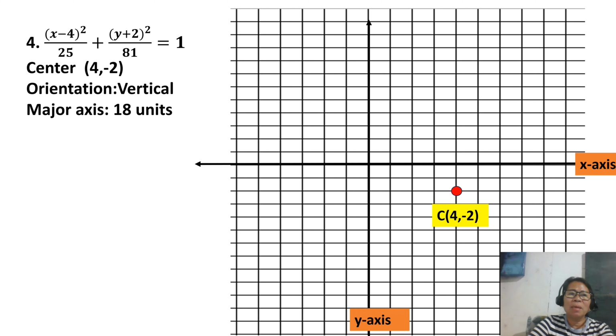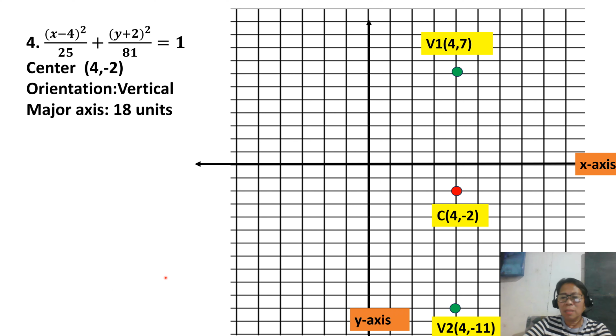The square root of 81 is 9, always times 2, so 18 units is the entire length of our major axis. And since it's vertical, from the center we need to count 1, 2, 3, 4, 5, 6, 7, 8, and 9. And there is our first vertex, and that is (4, 7). The next is vertex 2, so 1, 2, 3, 4, 5, 6, 7, 8, 9, and there is our second vertex. So the coordinates of the vertices are (4, 7) and (4, −11).